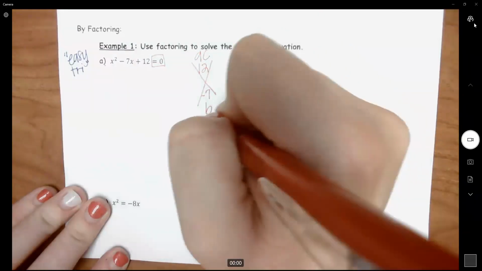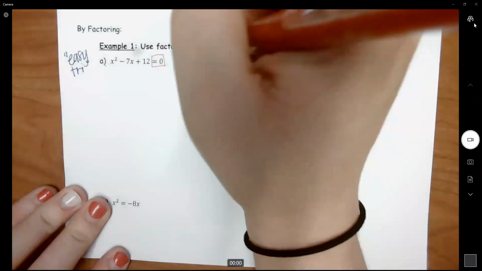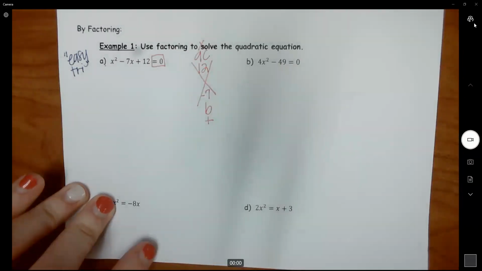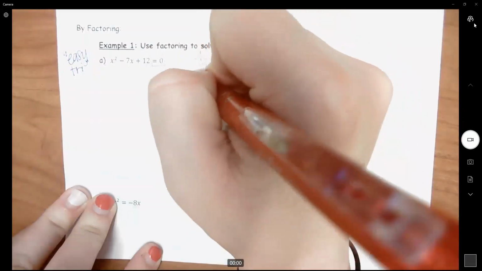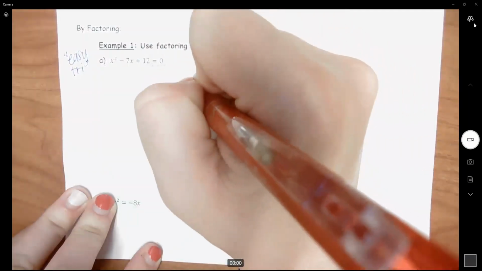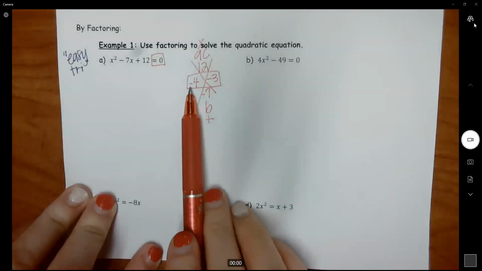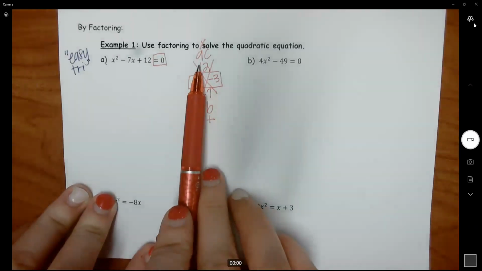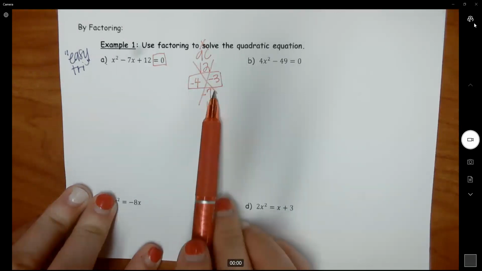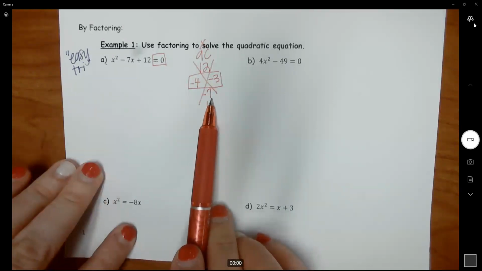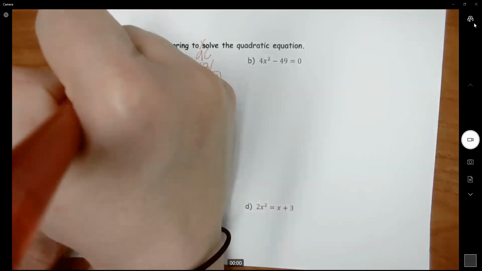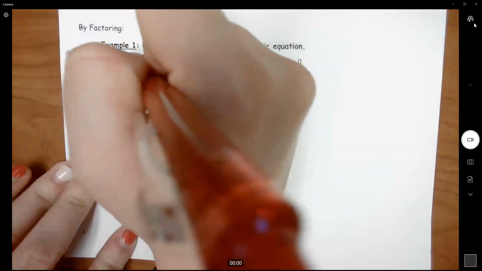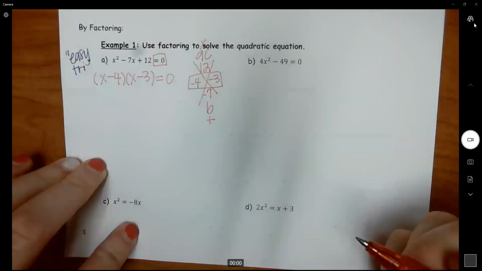Now you're looking for 2 numbers that add up to your b, but when you multiply those 2 numbers, you get your AC. Hopefully you see that that is -4 and -3. -4 times -3 gives me a +12, but -4 plus -3 gives me -7. Once I have these 2 numbers, because my a is 1, this factors to x minus 4, x minus 3, and then bring down your equals 0.